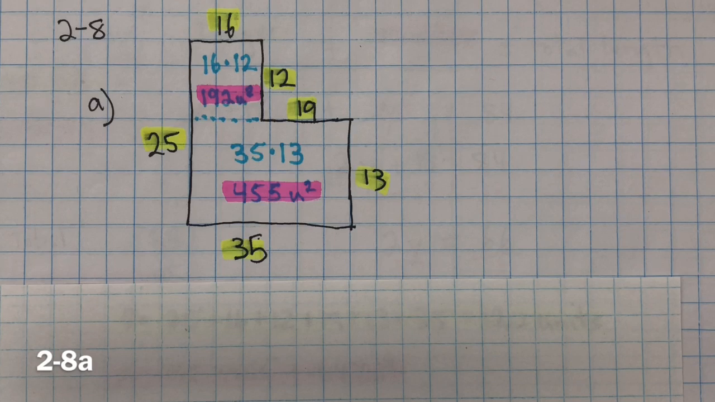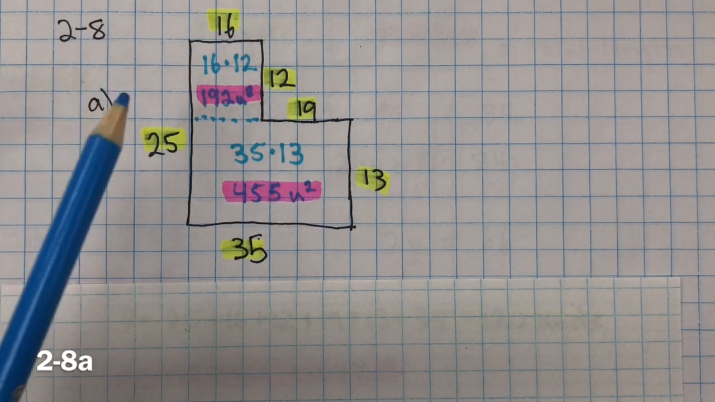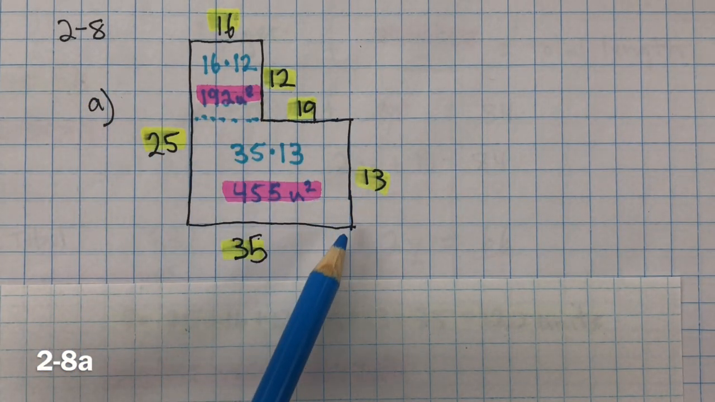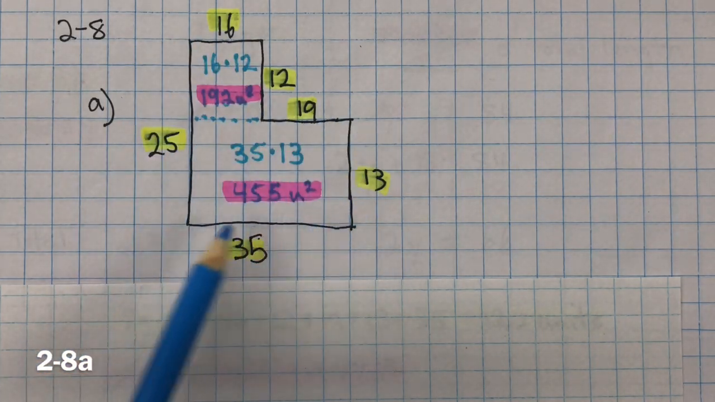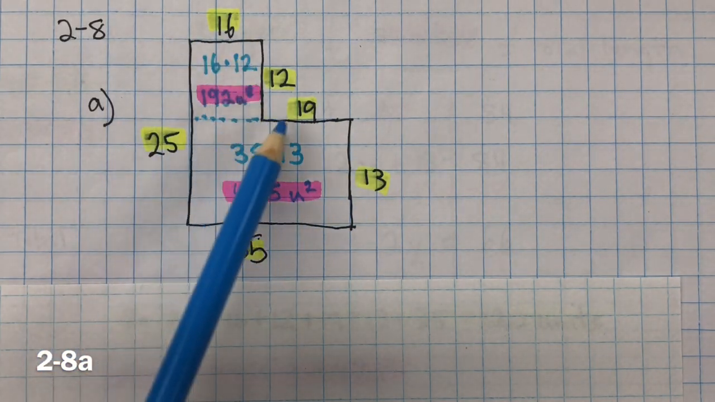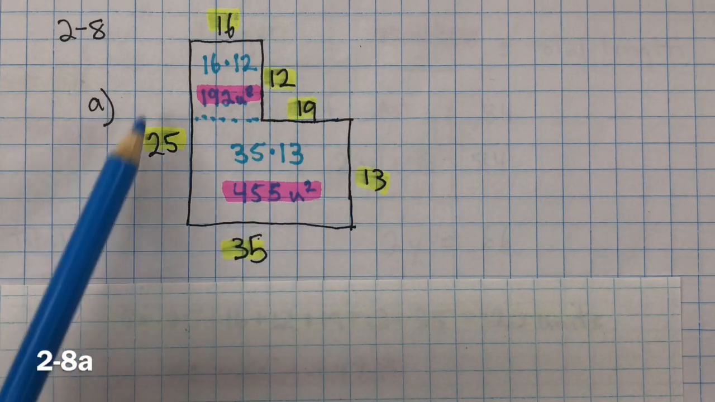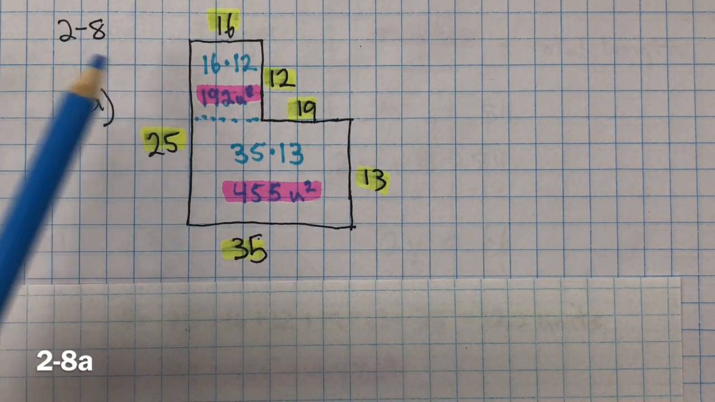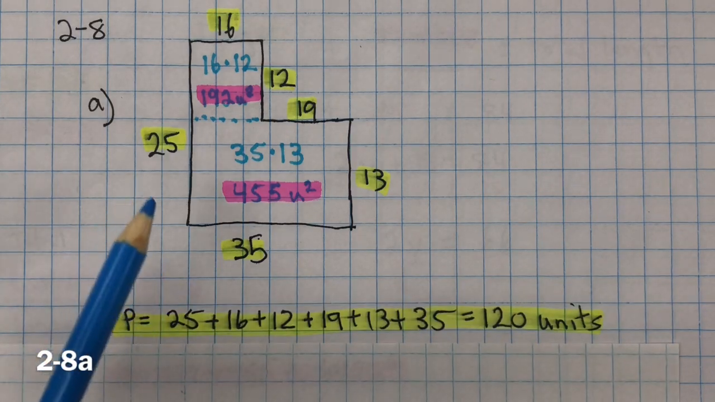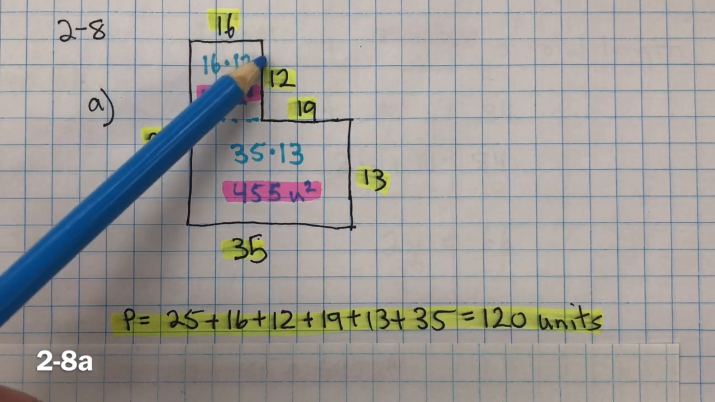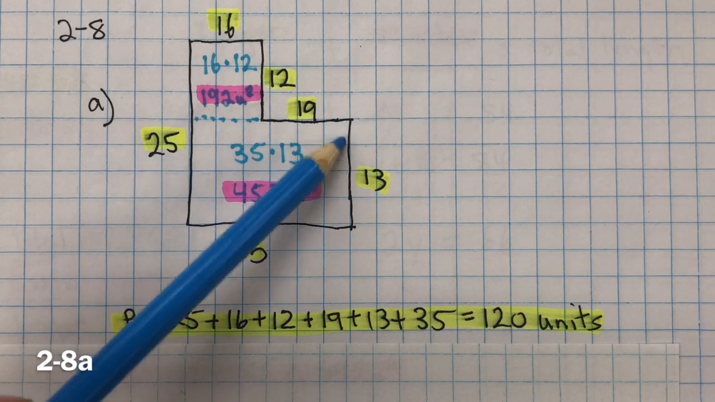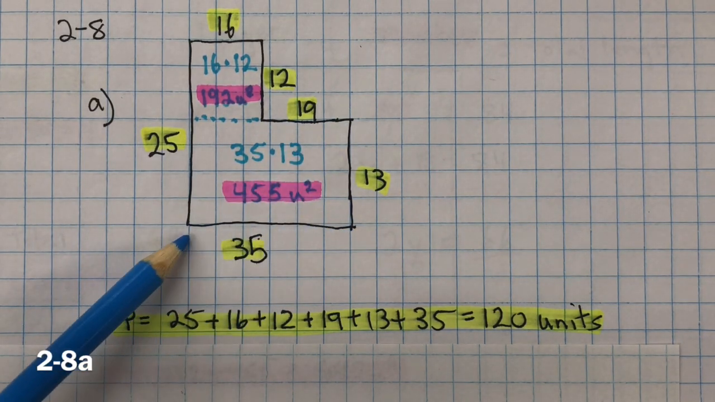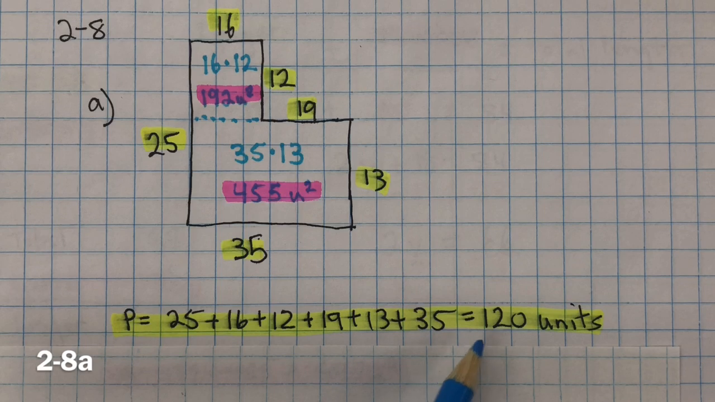For 2.8, we need to find the area and perimeter of each shape. So perimeter is the distance around, or the sum of the length of the sides. So we're going to add up all of the sides. Now the length of the sides were given. So we have 25 plus 16 plus 12 plus 19 plus 13 plus 35 equals 120 units.